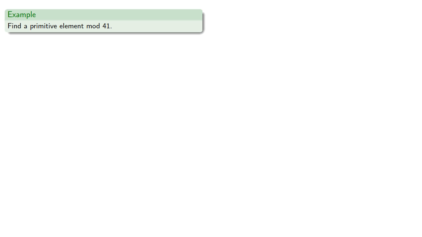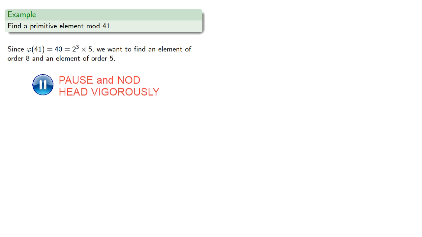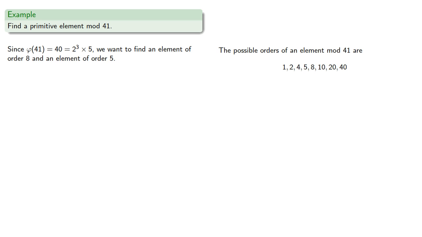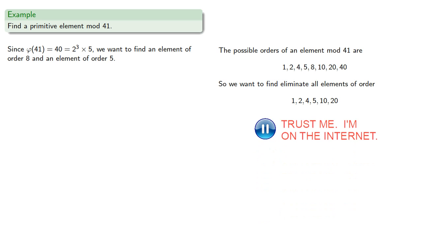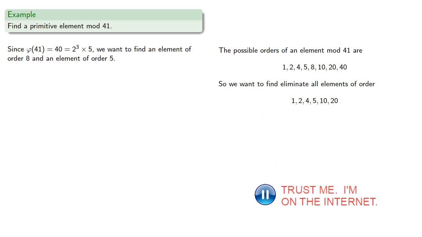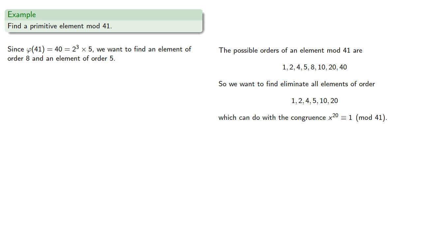So let's try to find a primitive element mod 41. Since phi of 41 is 40, that's 2 cubed times 5, we want to find an element of order 8 and an element of order 5. The possible orders of an element mod 41 are, so we want to eliminate all elements of order, where we've struck out the orders that are multiples of 8. And we can do that with the congruence x to the power 20 congruent to 1 mod 41.